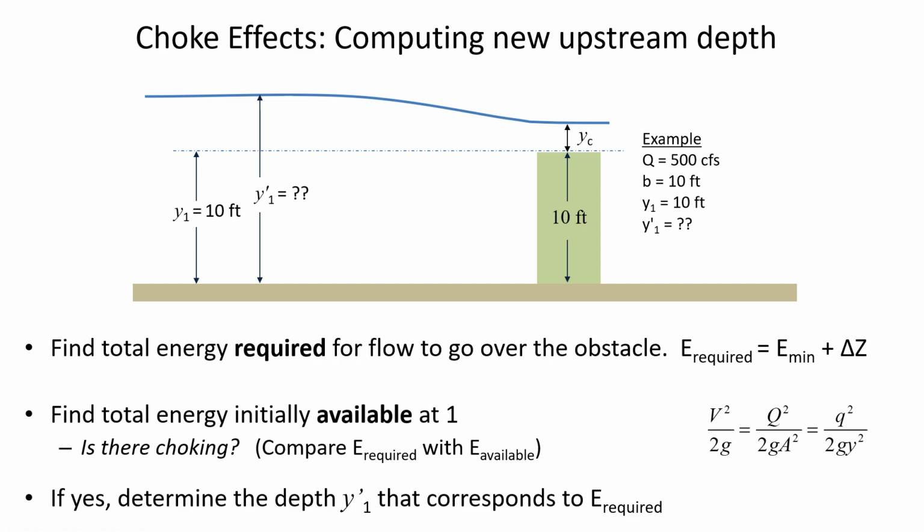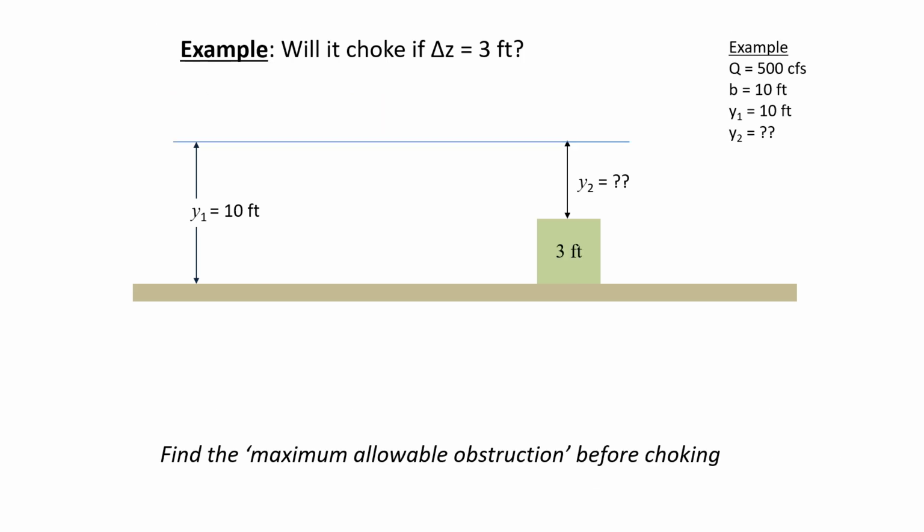All right, so here's an extension of that. What if, instead of 10 feet, it was only 3 feet? Is that going to choke the flow? So the way that we know if it chokes the flow when the step height is only 3 feet, this is the same situation. Originally the flow depth is 10, same flow rate and everything. Will it choke if the step is 3 feet?